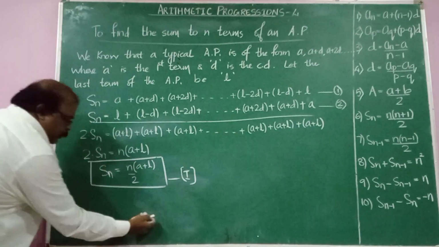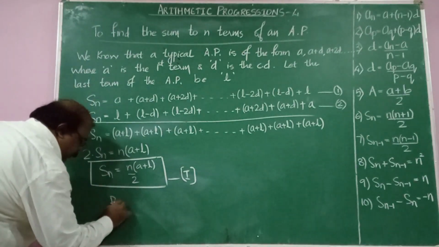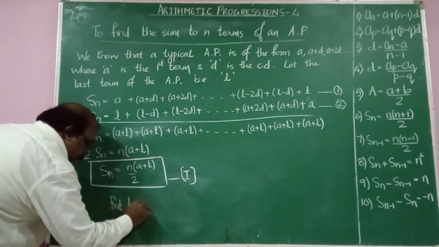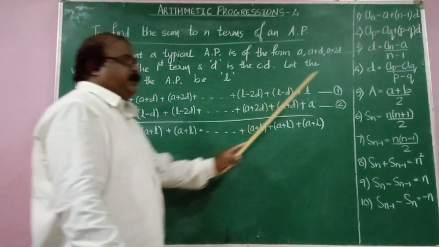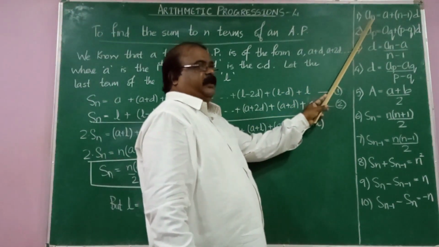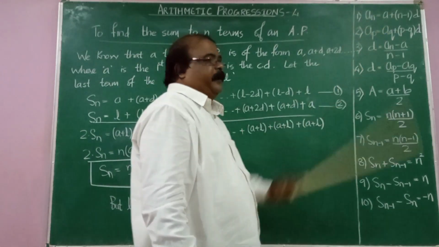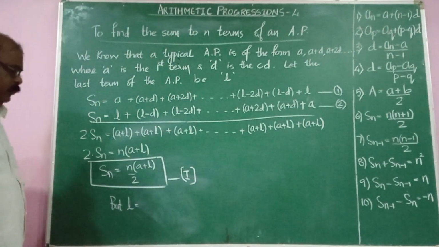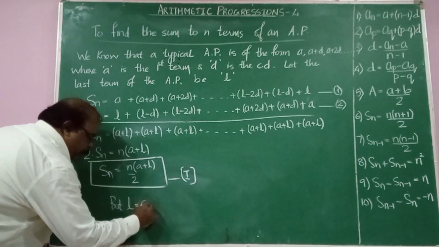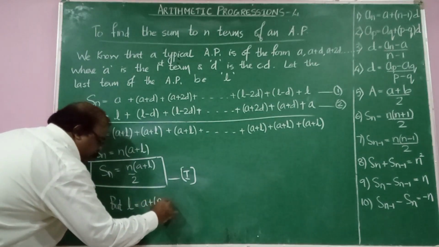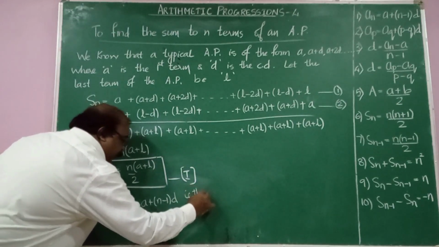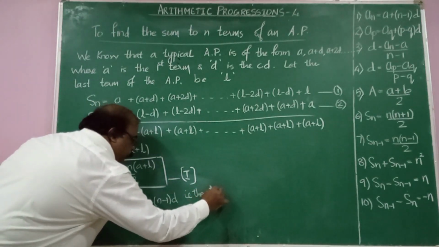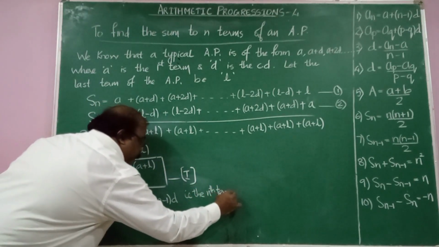Now what is L? But I know that L is nothing but the nth term, last term. Last term is nothing but nth term. So what is L? a plus (n minus 1) into d. So L is nothing but a plus (n minus 1) into d. That is the nth term of the AP.